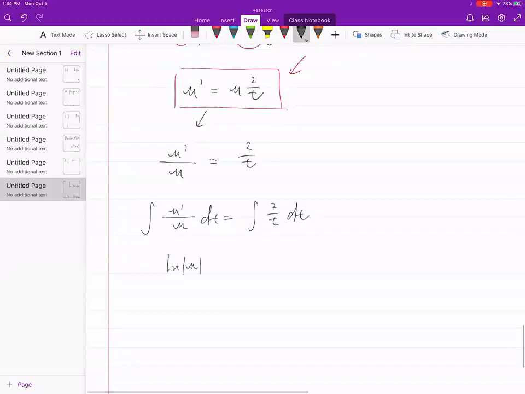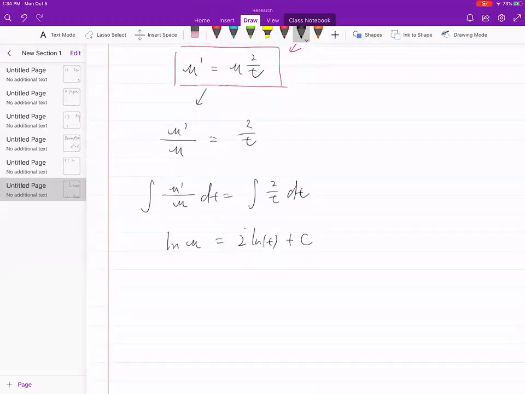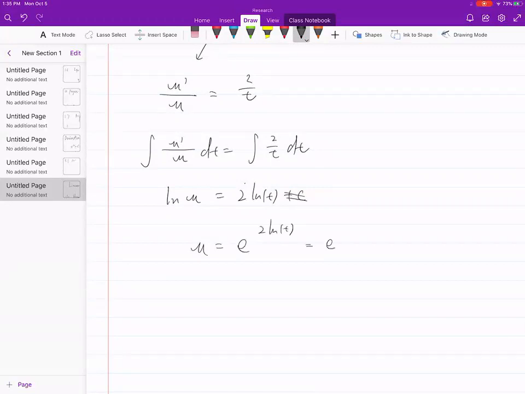Ln mu, let's just use this, equals 2 ln t plus a c. We just need some mu, so any c will work. Let's just take c to be 0. Then mu equals e to the 2 ln t, which equals e to the ln t squared, which equals t squared.